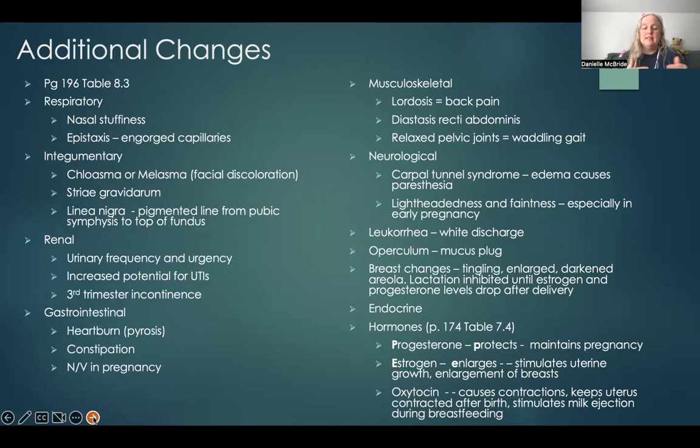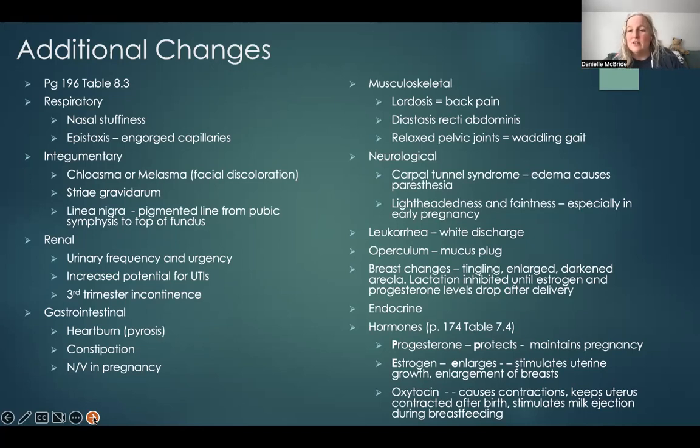Diastasis recti abdominis. This is the separation of the muscles in the abdomen. Relaxed pelvic joints. So the body, one of the hormones that the body produces is called relaxin. Relaxin helps things relax. It helps the vasculature relax to accommodate that extra blood volume that we talked about. It also makes the pelvic joints relax to make room for this growing baby, but it makes her a little unsteady. And so that's oftentimes why you see them kind of waddle. Carpal tunnel syndrome because of edema, lightheadedness, faintness.